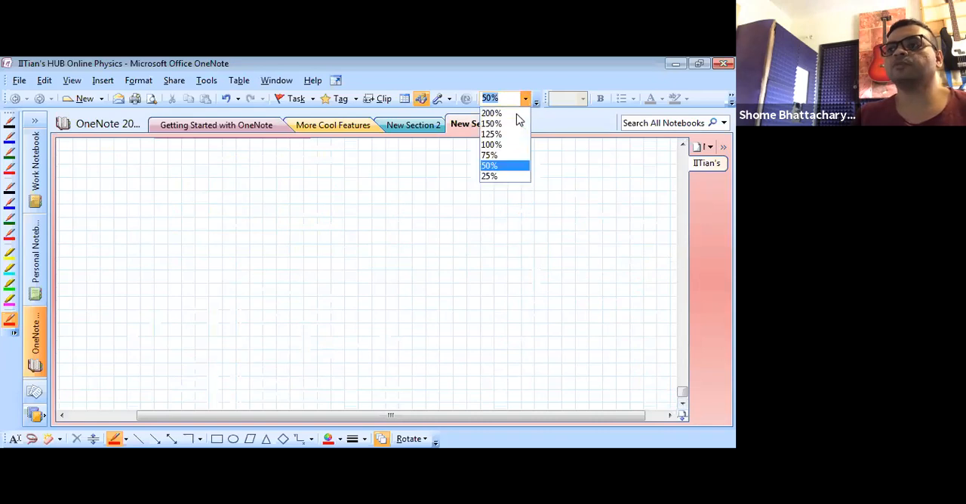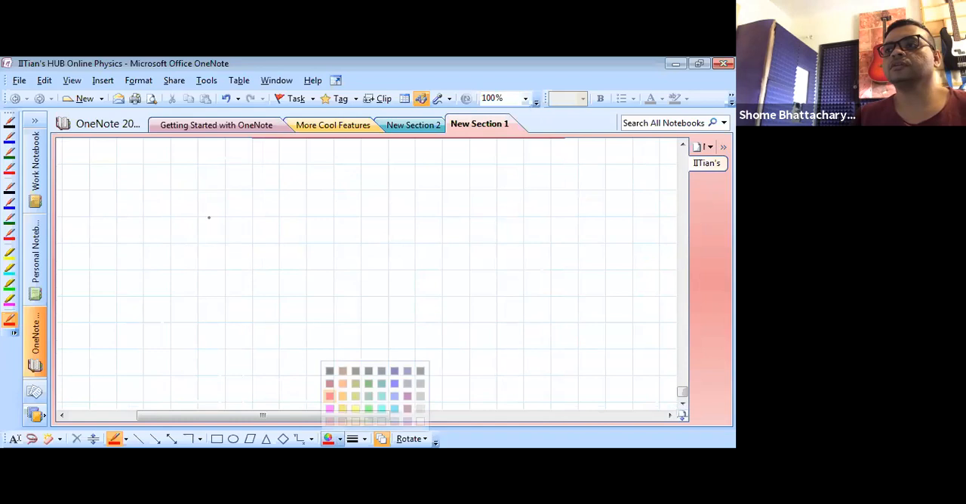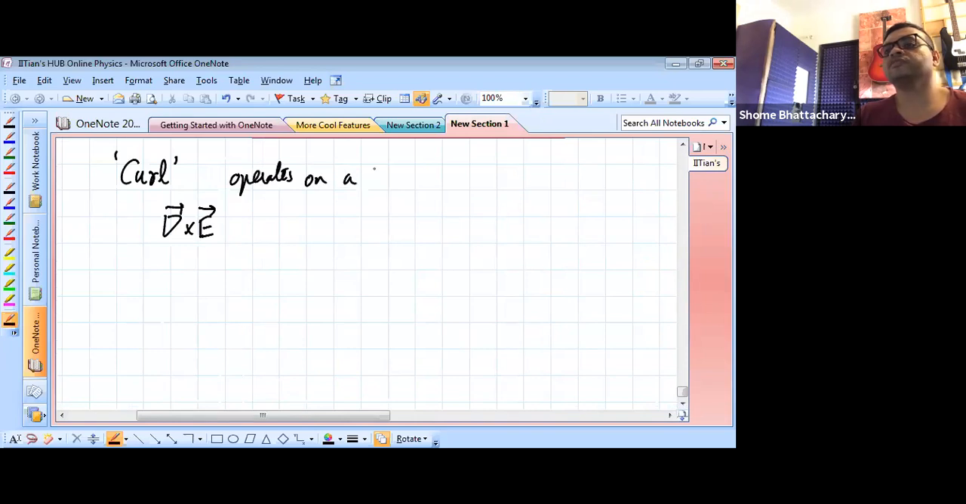Whereas curl is a different type of operation. Curl, what we've seen earlier today, is an operation like this. It applies to a field or a vector. Curl operates on a vector.